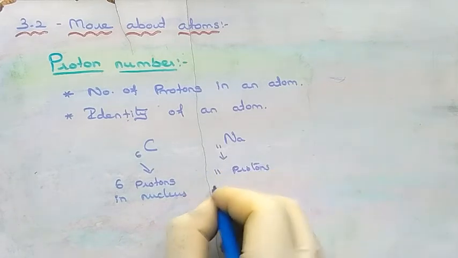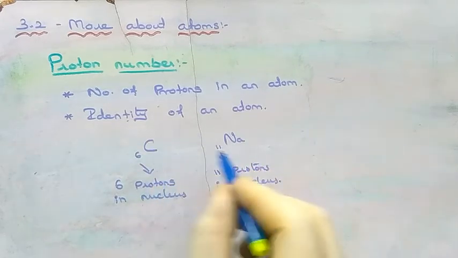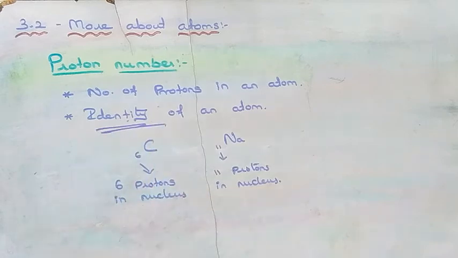So proton number is the identity of each and every atom. So the identity of an atom is its proton number.